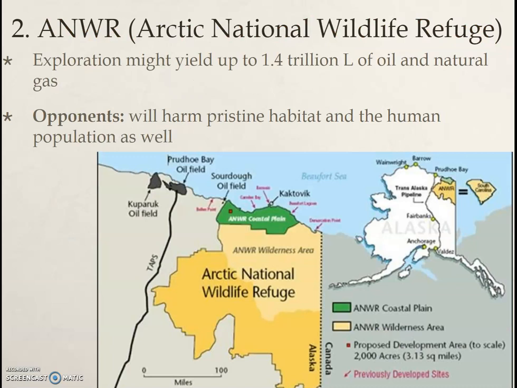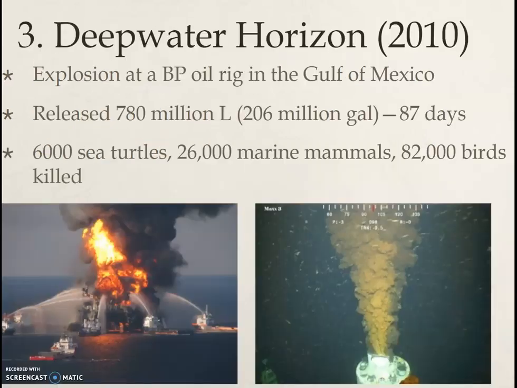There's a lot of talk about the Arctic National Wildlife Refuge. Exploration could yield up to 1.4 trillion liters of oil and natural gas, but opponents to this say that it will harm the pristine habitat and the human population as well. You can take a little look as to where that Arctic National Wildlife Refuge is, up in the upper right-hand corner of Alaska. It's the same size as South Carolina, which is kind of crazy.